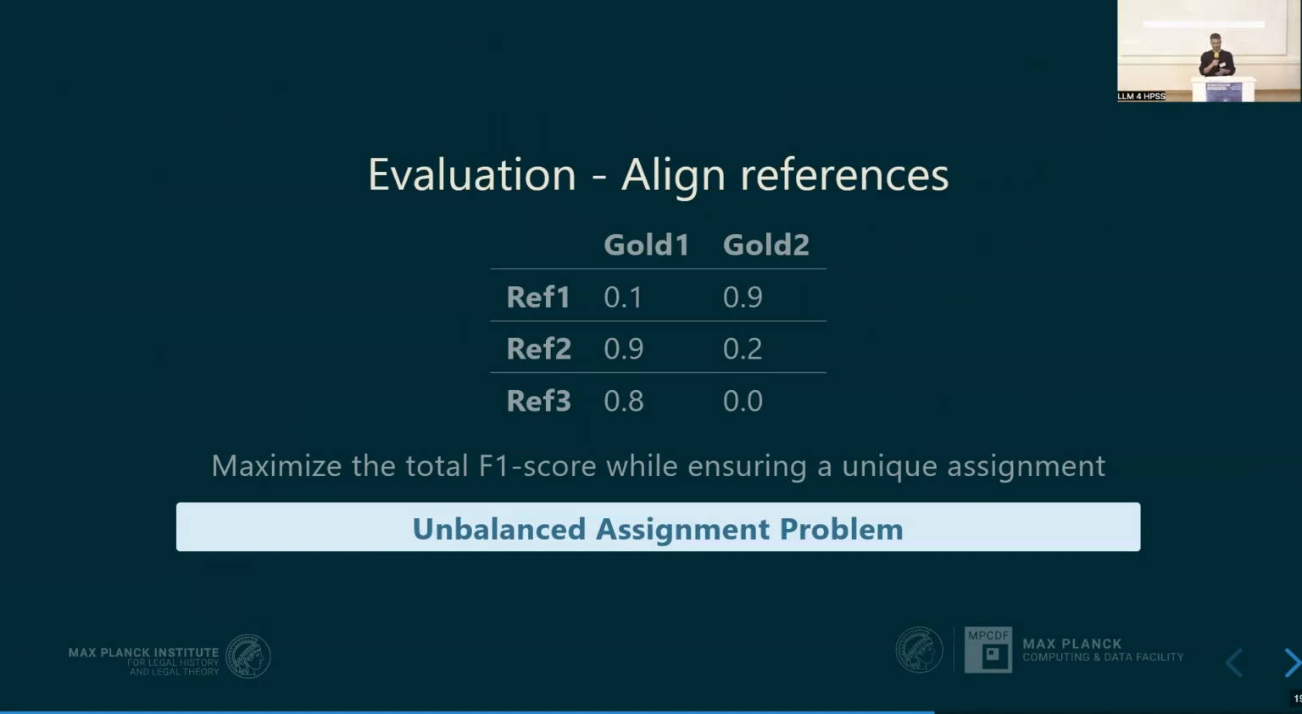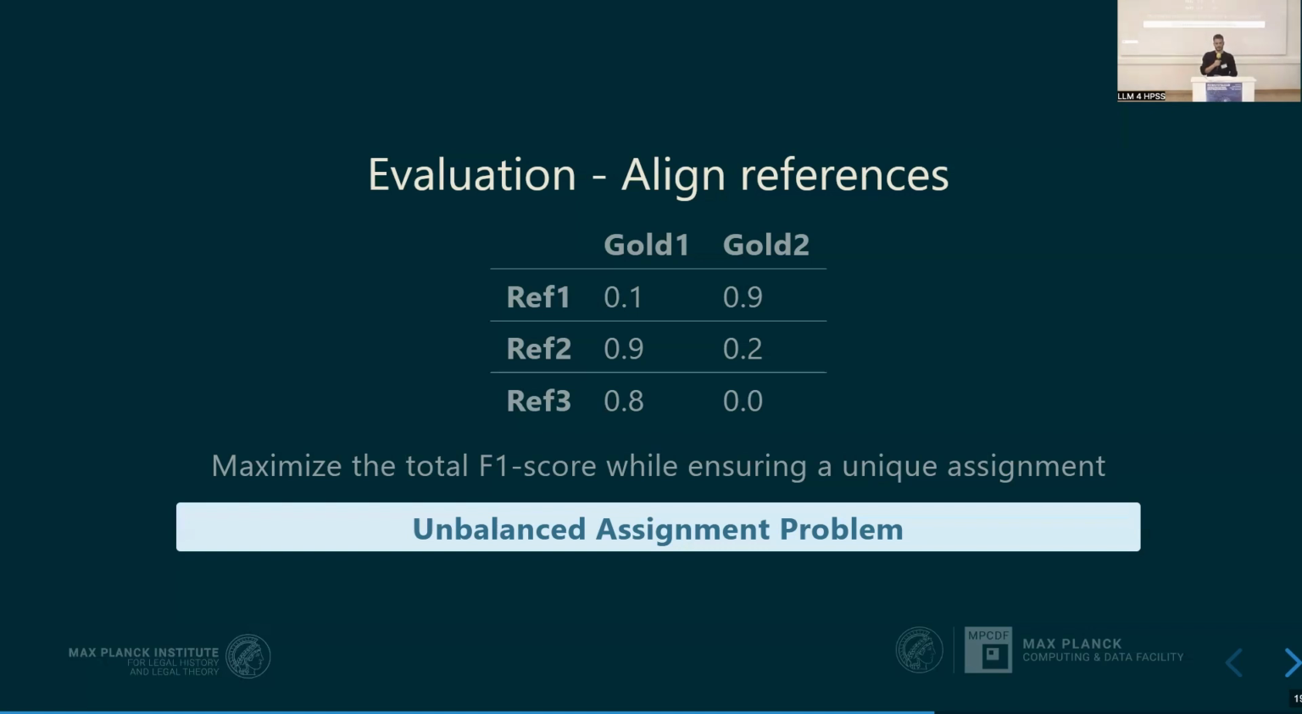There are a lot of solvers for these kinds of problems. We use this internally. LaMode uses the one from SciPy. And you basically compute all the F1s for each of the combinations. So you compare extracted reference 1 to all your gold references and so forth, and then you construct this matrix. And then you try to maximize the total F1 score while ensuring a unique assignment. And then you have the assignment, then you can basically add your F1 scores and macro average them.